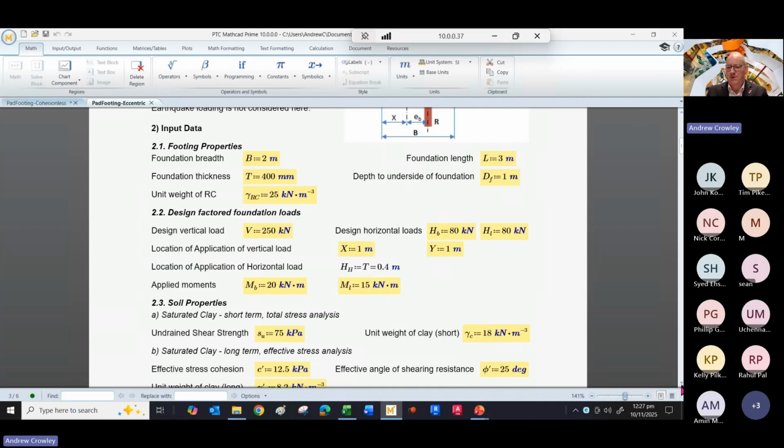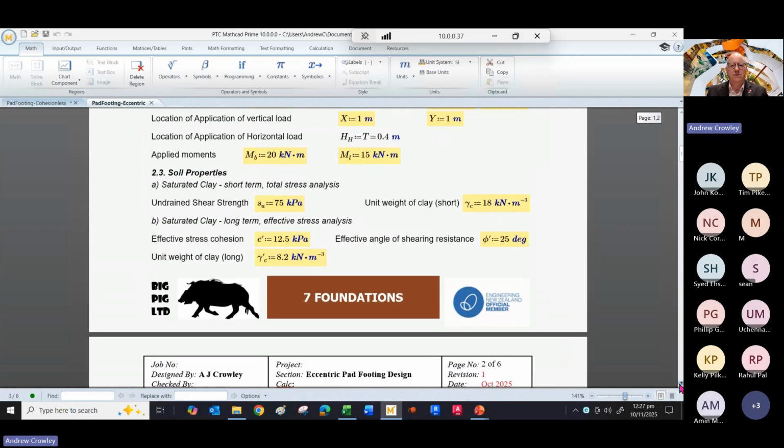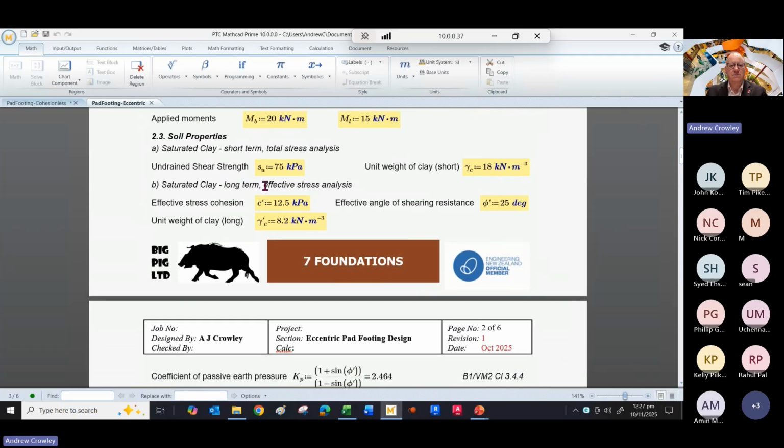Now our soil parameters, we've got 2 lots of soil parameters. We've got our short-term values. So we've taken SU, which you should get from your geotechnical engineer. SU is 75, and the unit weight of the clay is 18. And then in the long term, we're looking at the effective stress cohesion as 12.5, and the effective angle of shearing resistance as 25.